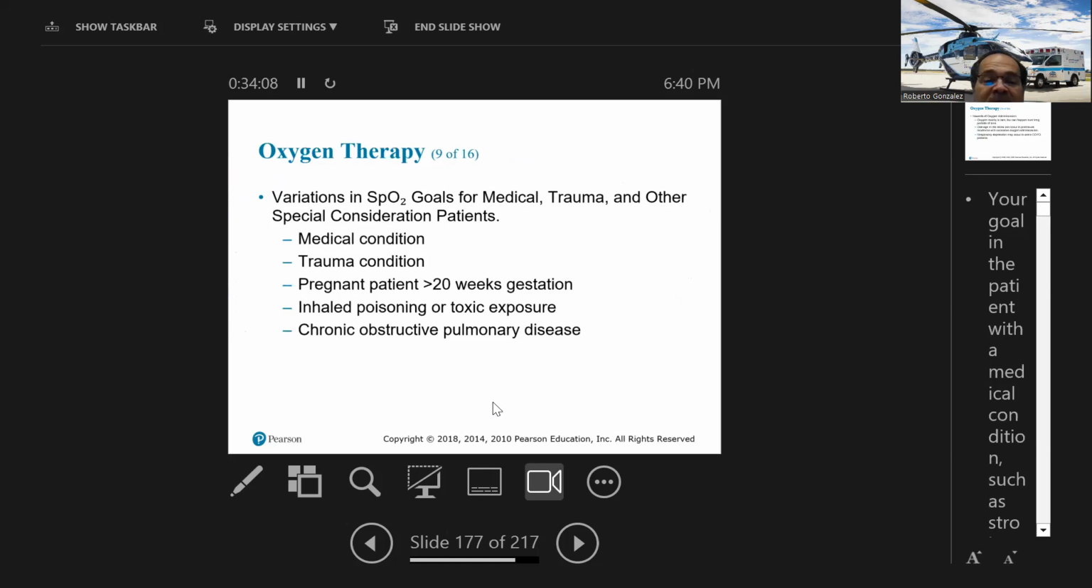Special considerations: medical condition of the patient, trauma condition of the patient. If they're pregnant, the patient less than 20 weeks of gestation. Also, inhaled poisonings or toxic exposure, or chronic obstructive pulmonary diseases.